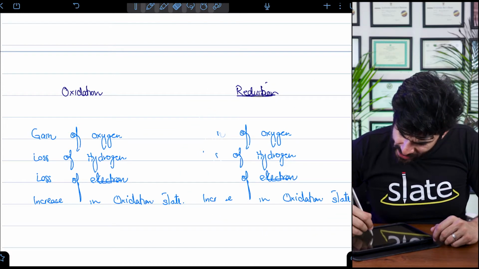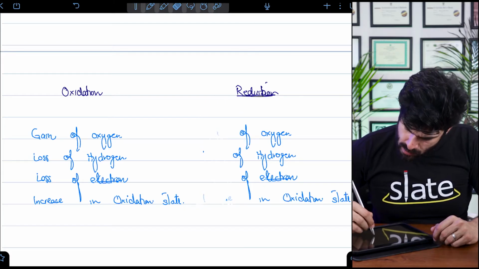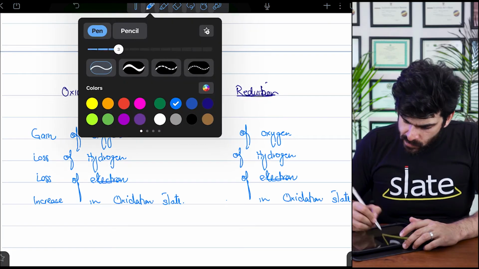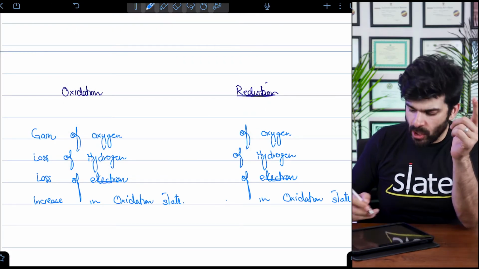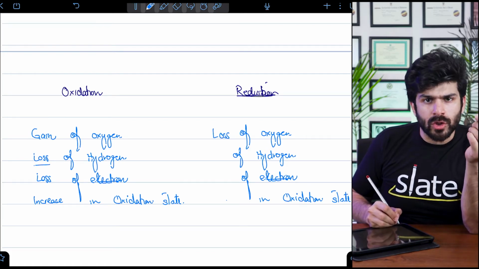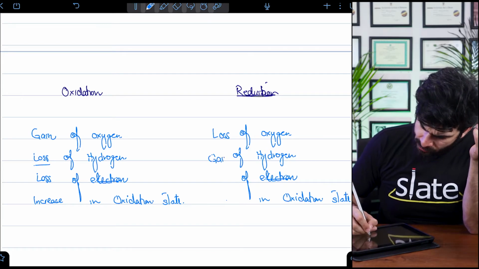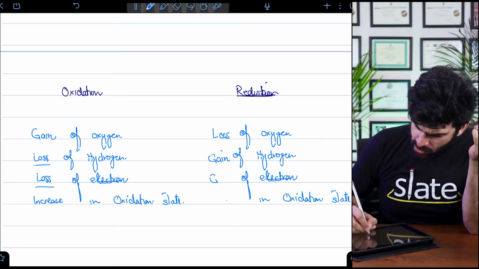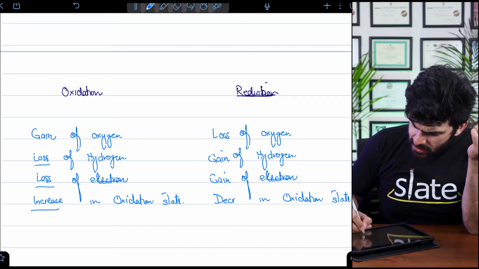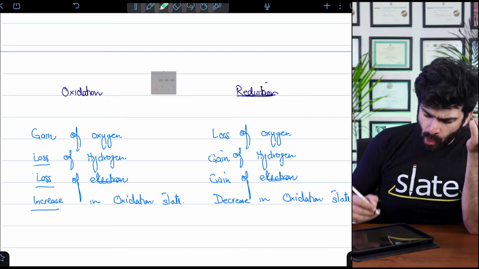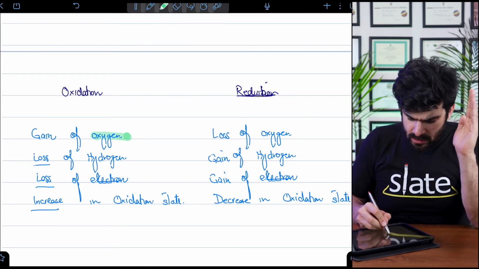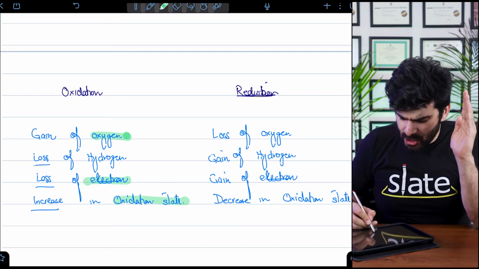Reduction is the exact opposite, students. Where oxidation was the gain of oxygen, reduction is the loss of oxygen. Oxidation was the loss of hydrogen, reduction is gain of hydrogen. Loss of electron, gain of electron, increase in oxidation number, decrease in oxidation number. But for O levels, we'll only be talking about the oxygen, the electron, and the oxidation state.